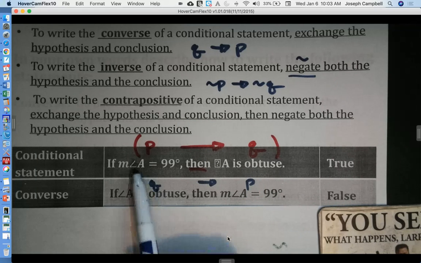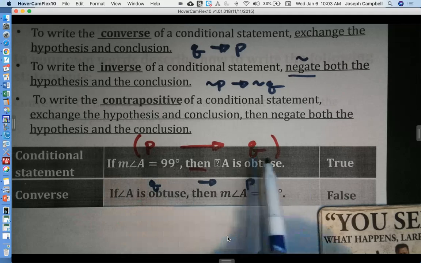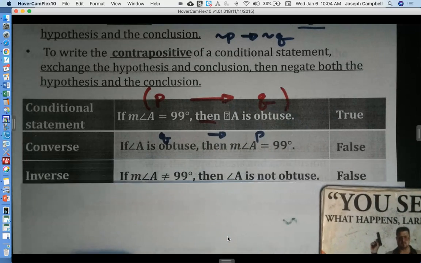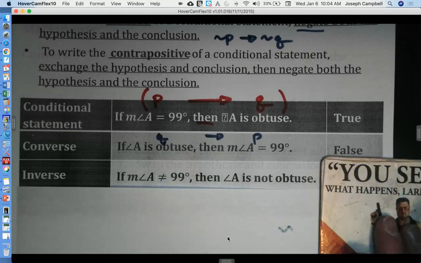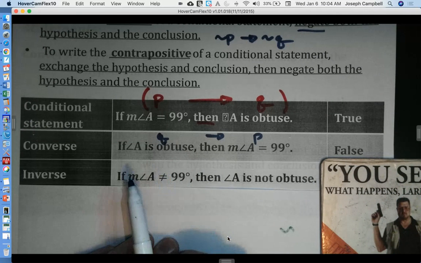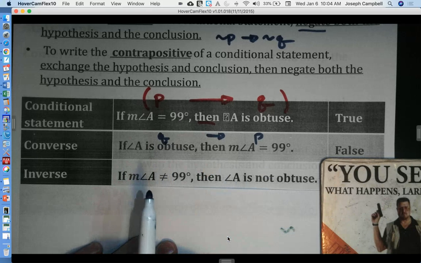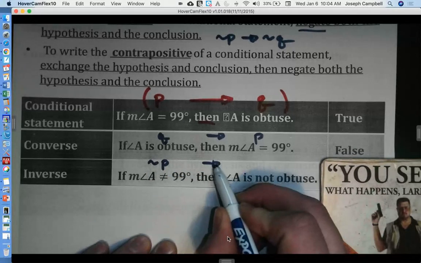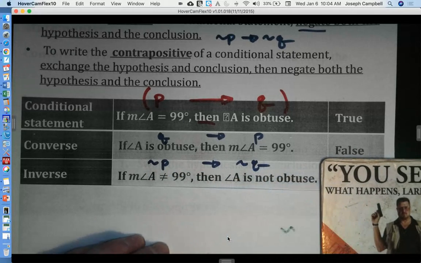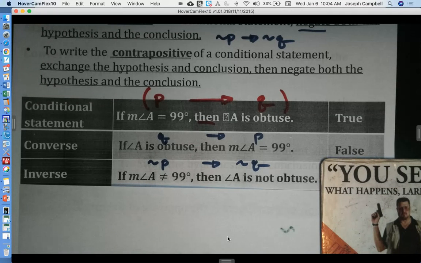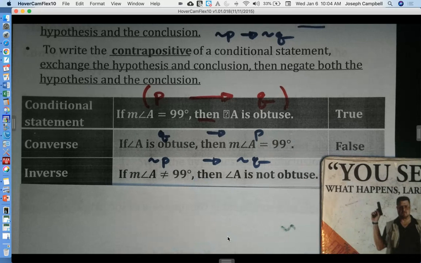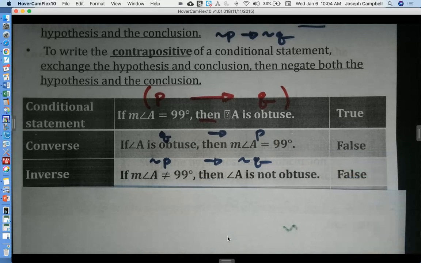So think about what that's going to sound like here. The original statement was if A is 99, then A is obtuse. What would this sound like? Well, it sounds like this. Oops, I gave you the answer already. If A is not 99 degrees, then A is not obtuse. So again, this was if not P, then not Q. Can you think of a counterexample where A is not 99 degrees, but A actually is obtuse? Well, yeah, we just talked about it. 100 degrees. That's obtuse. So this is also a false statement.